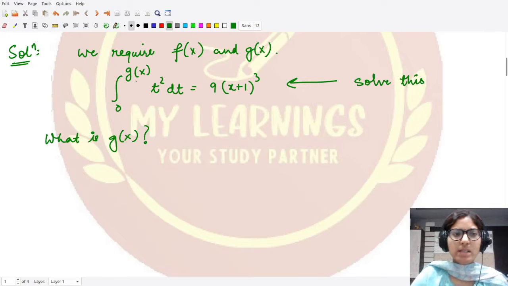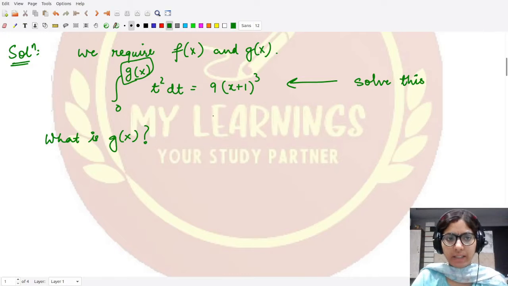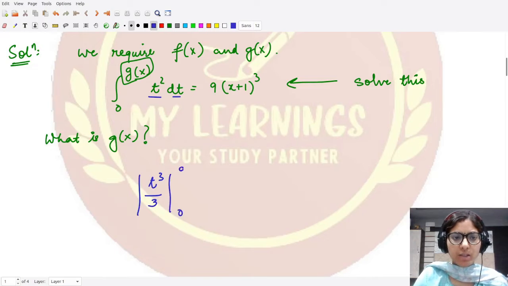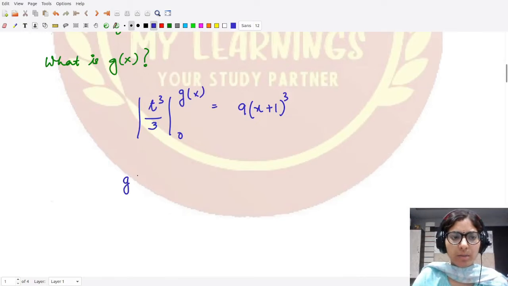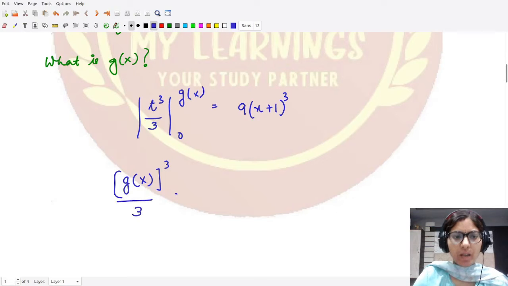Because the function here is appearing in the limits, we would have no problem while integrating this. Why? Because we already know the integration of t square with respect to t. It is t cube divided by 3, and here the limits are from 0 to g of x, and the right hand side would be as such because no operation is being performed there. So we can very easily substitute the limits. The upper limit is g of x, so we have g of x cube divided by 3 minus 0 cube divided by 3 is equal to 9 times (x plus 1) whole cube.